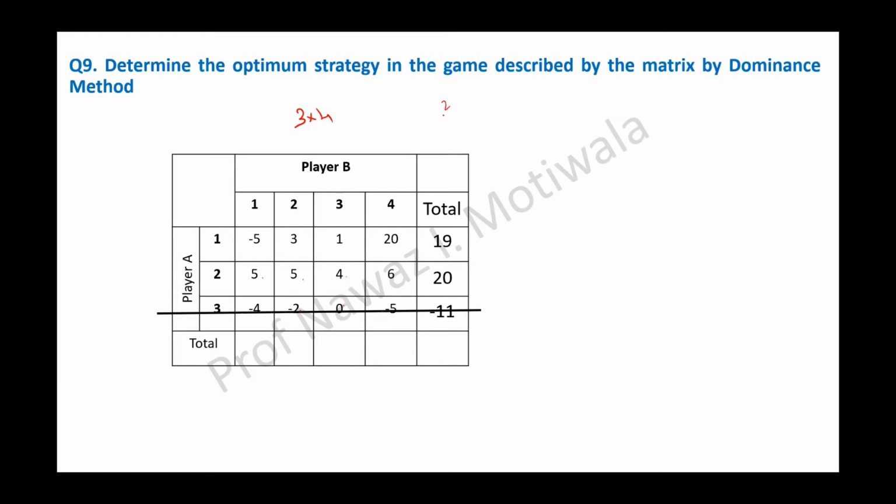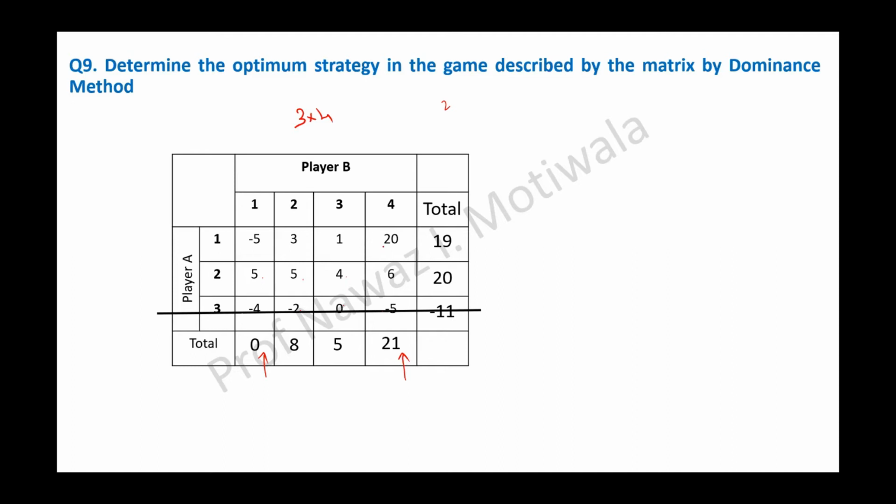Now we have to go to the column side and see whether we can reduce it to 2 or not. For the column side again, I will do the total: 0, 8, 5 and 21. So compare minimum with maximum. I will compare first this and this. Compare the values: minus 5 and 20, minus 5 is less. 5 and 6, 5 is less. So I can say that all the values of column 1 are less than all values of column 4. So column 4 is dominating.